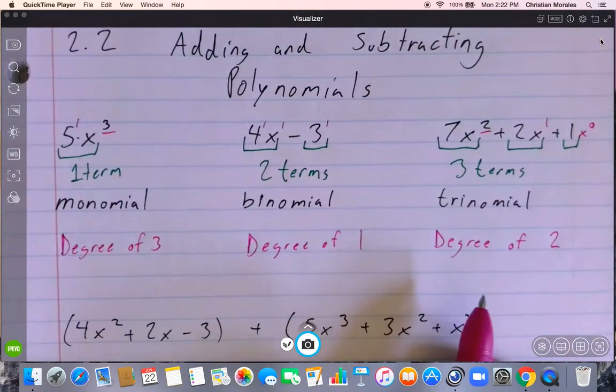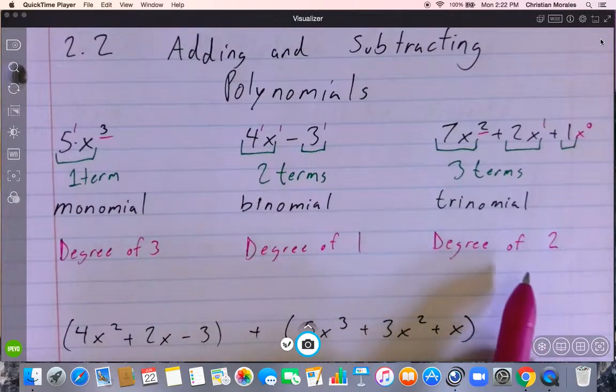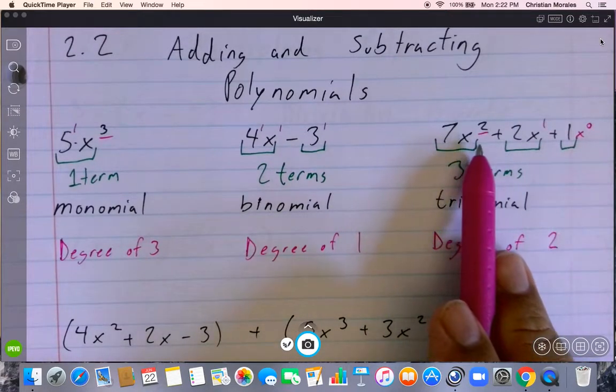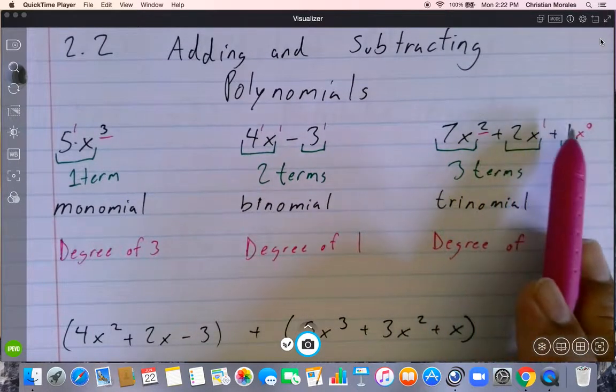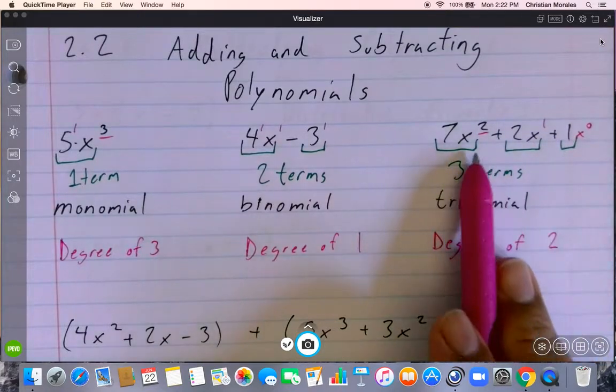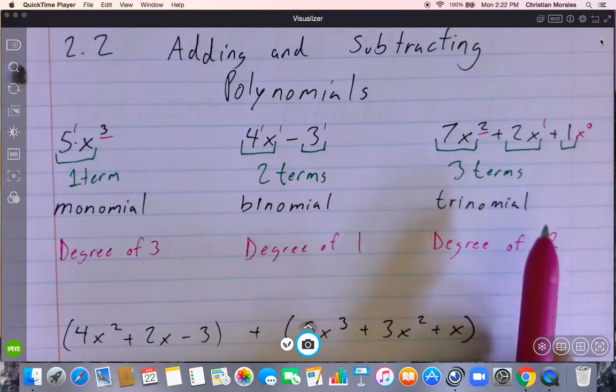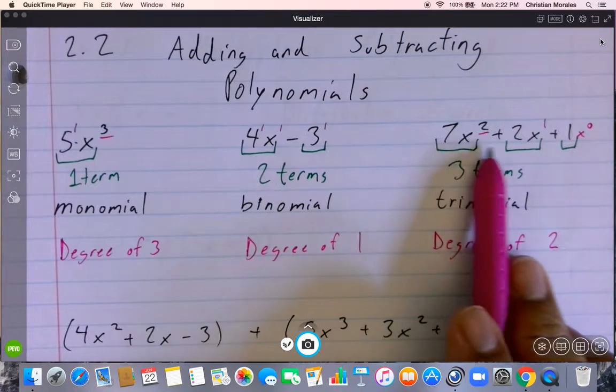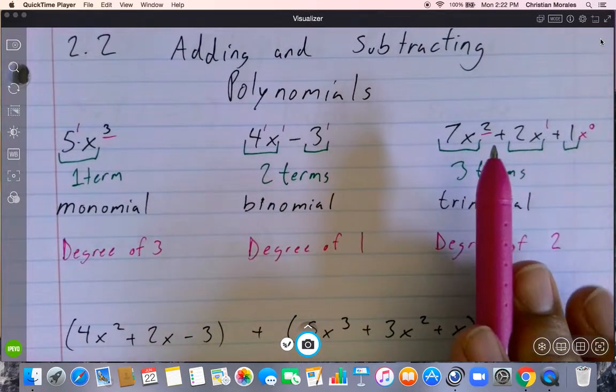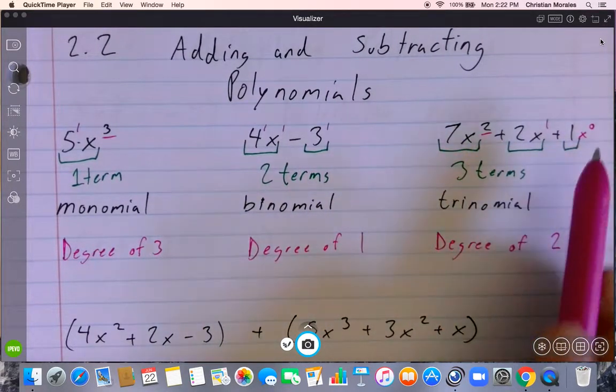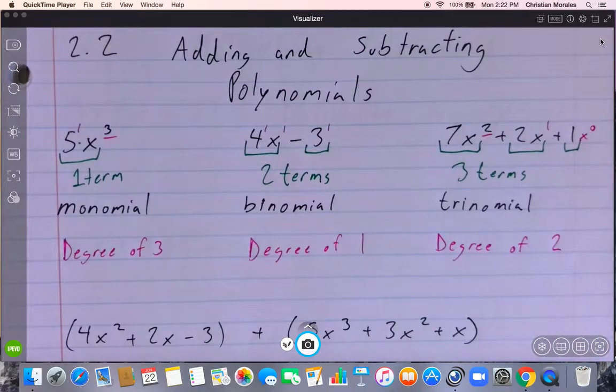Now, something that you should also notice about this, the biggest one should go first, then the next size one, and then the smallest one. And it's always based off the exponents. So this is called standard form, when you write the terms in order with the biggest exponent all the way to the smallest. Okay, so those are polynomials.